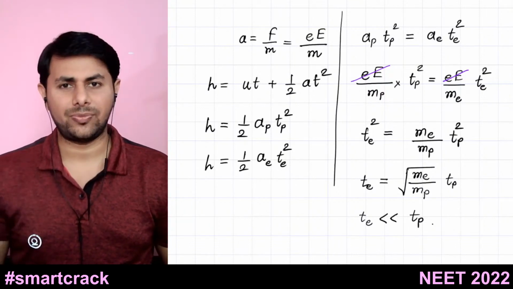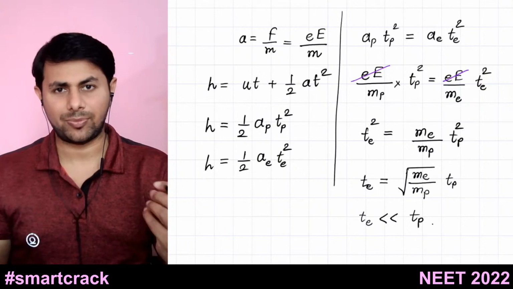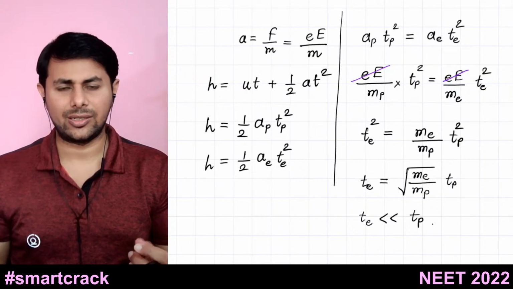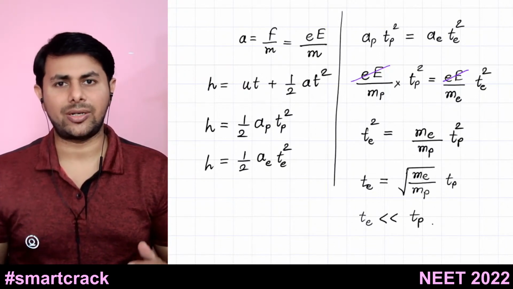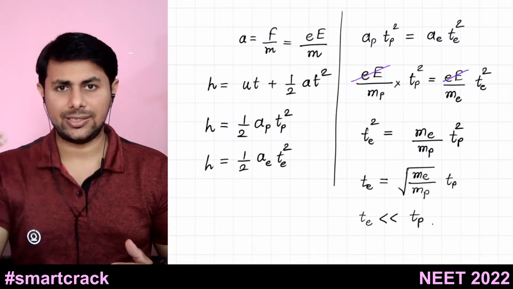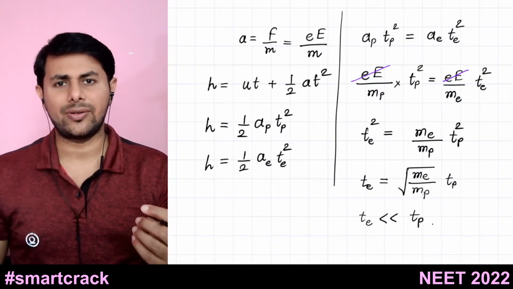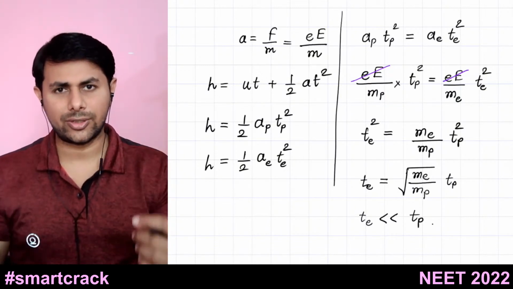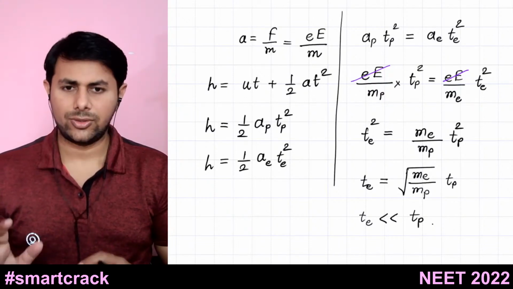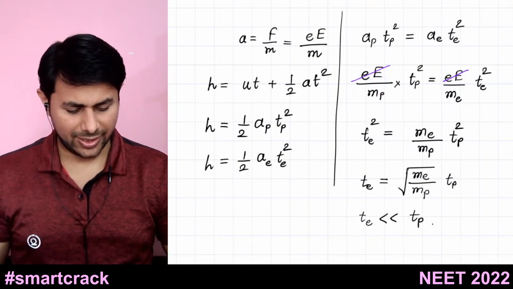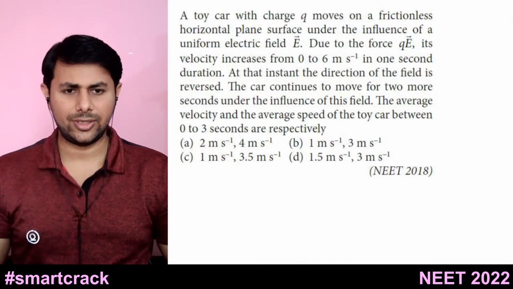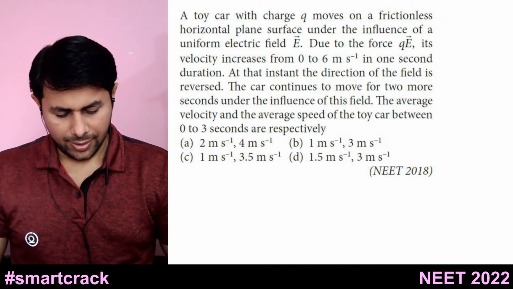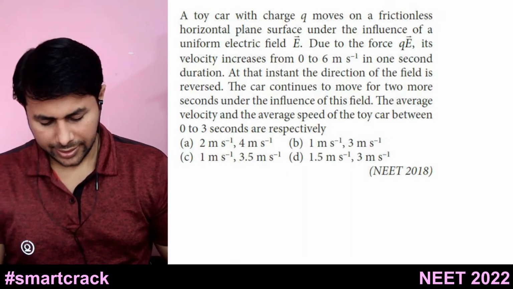Since the mass of the electron is much smaller compared to the mass of the proton, and the force on both of them is the same because the charge on both is the same, the acceleration of the electron will be much more compared to the acceleration of the proton. Since the acceleration of the electron is much more, it will take much less time than the proton to fall through the same distance. So you need not solve this if you can reason. All right, so this was a very simple question. So yes, let's move on to the next question.